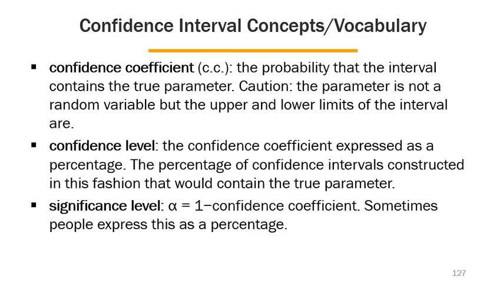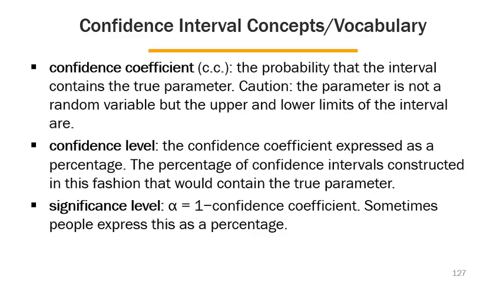Now we have a confidence level, and that's just the confidence coefficient expressed as a percentage. So for example, if the confidence coefficient is 0.9, that's a probability, then the confidence level would be 90%. And that is the percentage of confidence intervals constructed in this fashion that would contain the true parameter. So if the confidence coefficient is 0.9 and the confidence level then is 90%, what that means is that if we went through this process a large number of times, 90% of those intervals would contain the true parameter mu.